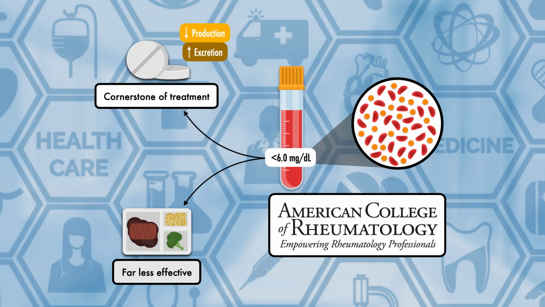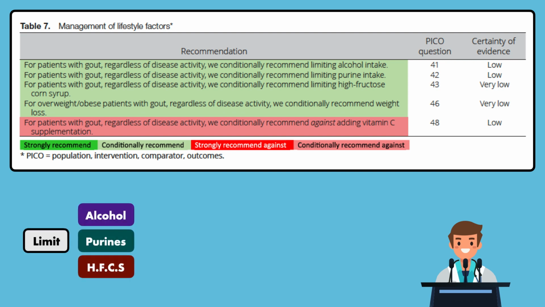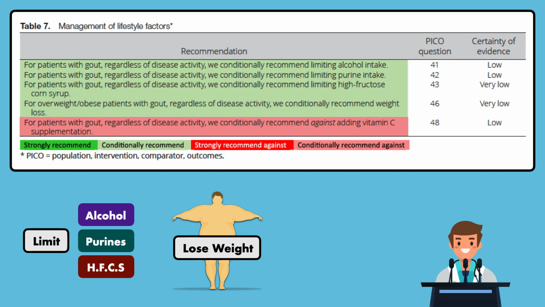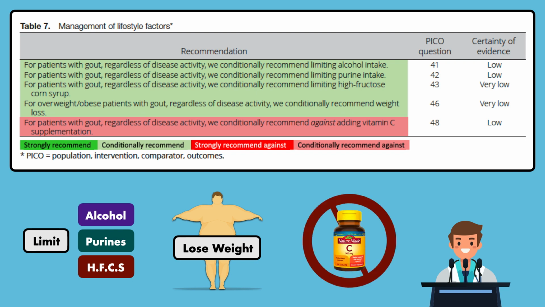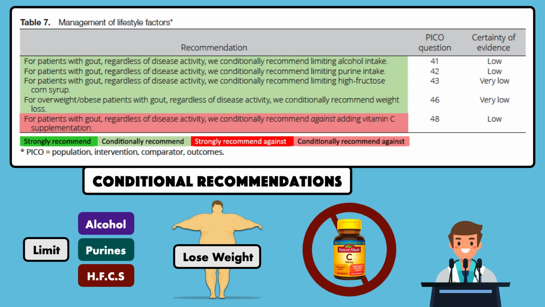Diet and lifestyle interventions are far less effective, but a combination of both drug therapy and medical nutrition therapy is widely regarded as an important aspect of patient care. According to the American College of Rheumatology, recommendations for the management of lifestyle factors in patients with gout include limiting the intake of alcohol, purines, and high fructose corn syrup, losing weight if the patient is overweight or obese, and avoiding vitamin C supplementation. All of these are conditional recommendations.